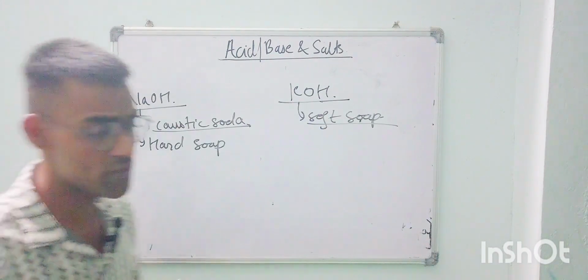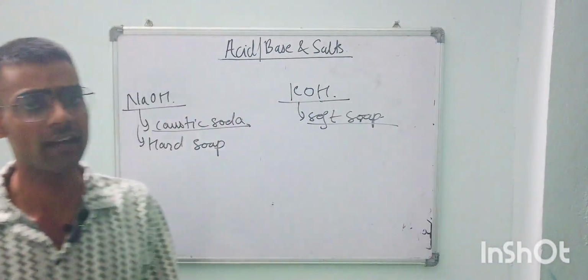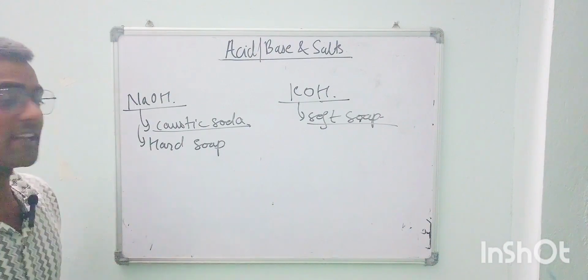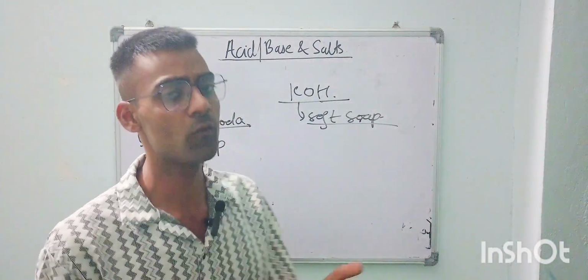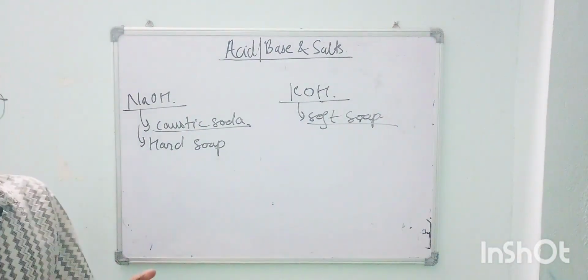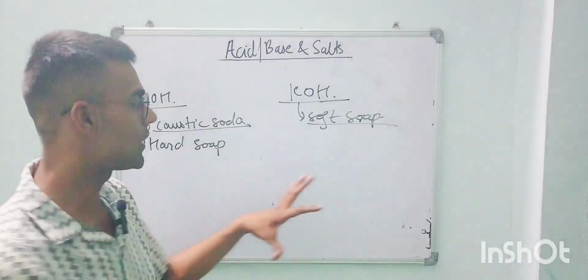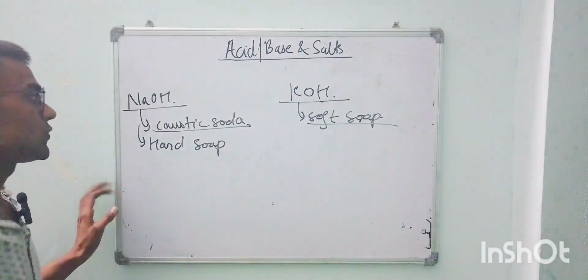Now we will discuss plaster of Paris, bleaching powder, baking soda, and washing soda. These are the last topics of this chapter. So now we are going to discuss them.